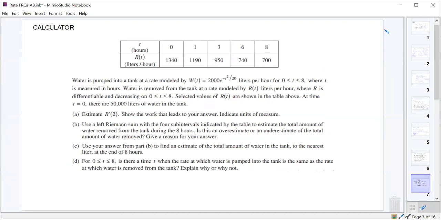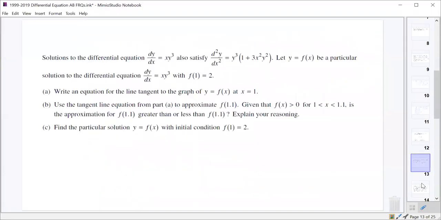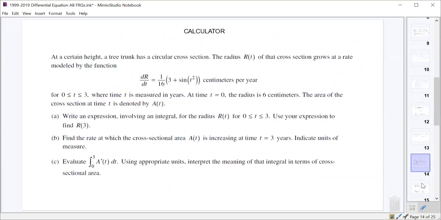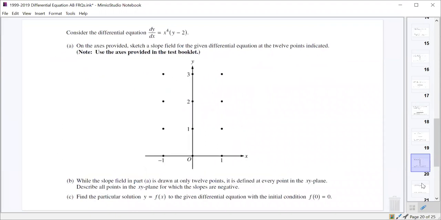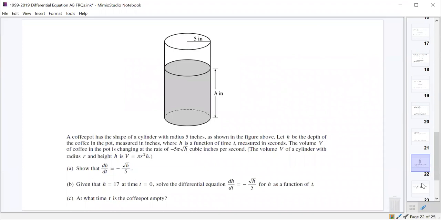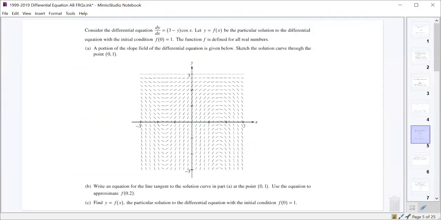While we're waiting on that, why not? We've got the differential equation ones open, right? We could look and see what they're about. That one's about a slope field. That one doesn't have a slope field. That one's about a tree. Another problem about a tree. That one's a slope field, and another slope field, and another slope field. Coffee pot. It says it's a coffee pot with the shape of a cylinder. I don't know. Coffee's gross anyway. Why would you want coffee? Look at all these fun problems. So many fun problems.